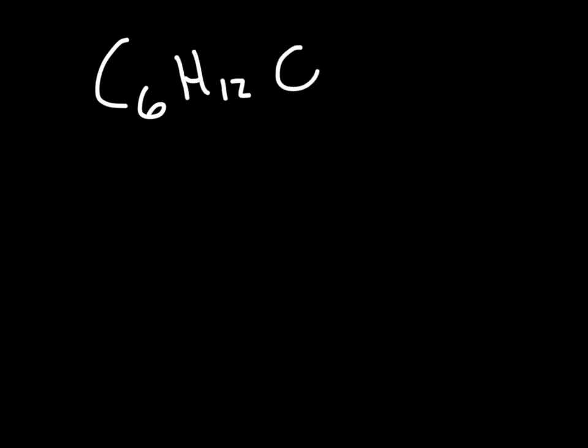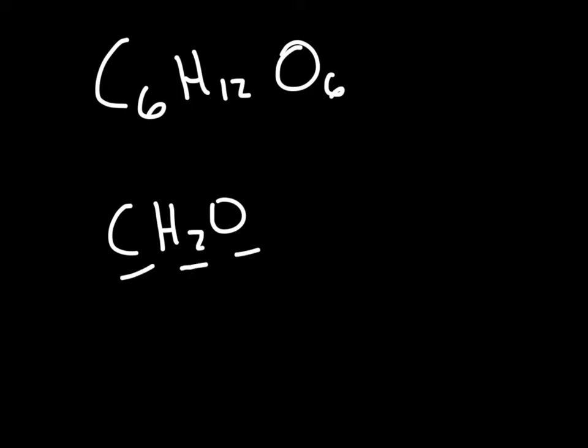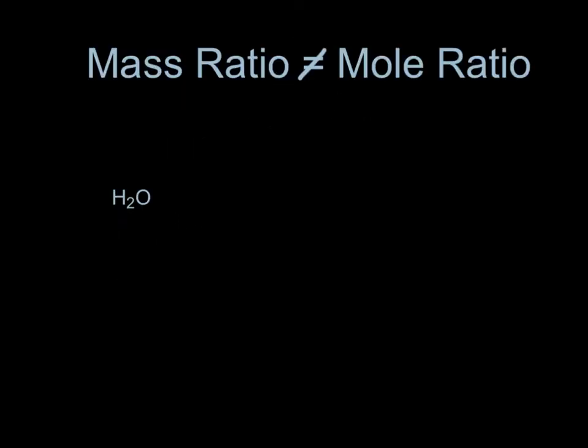By way of review, the empirical formula for a compound is the lowest whole number ratio of elements in a compound. So for instance, C6H12O6 and CH2O both have the same empirical formula. In fact, CH2O is the empirical formula for C6H12O6. The elements are in a 1 to 2 to 1 ratio.